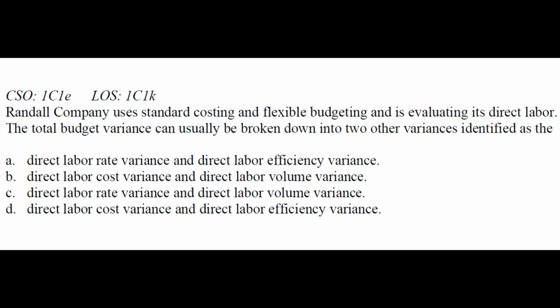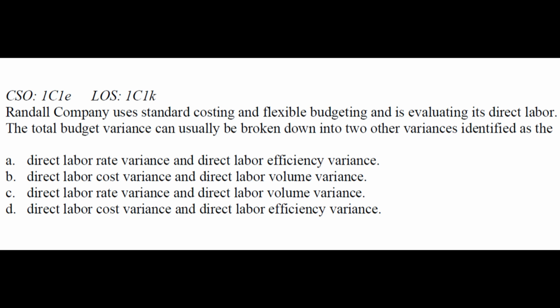1. Direct labor rate variance. Price variance measures the effect of paying workers a wage rate different from the standard rate. 2. Direct labor efficiency variance. Measures the effect of using more or fewer labor hours than the standard allows for the actual output. These two variances together explain the total direct labor variance and help management determine whether differences arise from labor rates or labor productivity. A. Direct labor rate variance and direct labor efficiency variance.